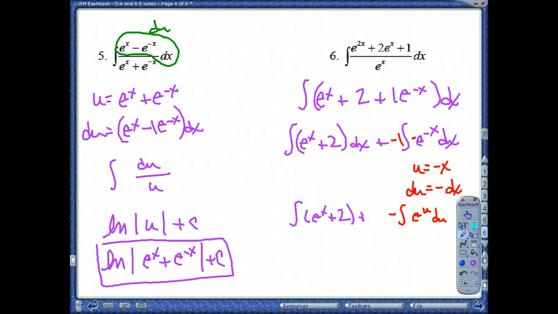So the integral of e to the x is e to the x. The integral of 2 is 2x. The integral of negative e to the u is negative e to the u. And don't forget what u was.